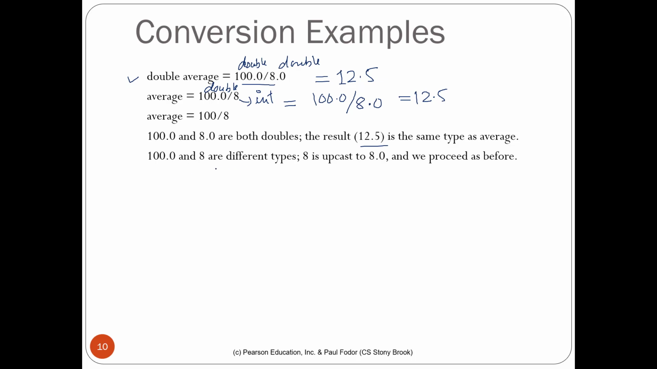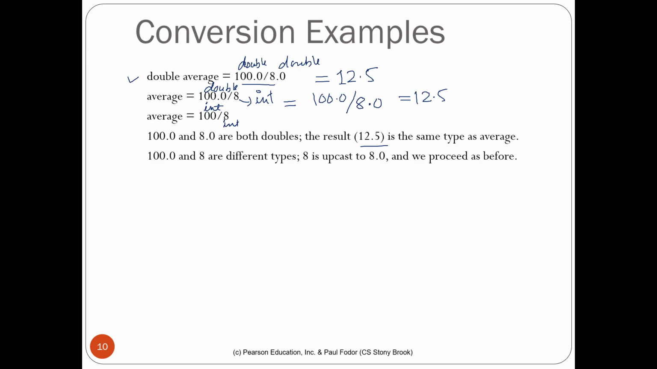Okay, yeah, so here you have the explanation. 100 and 8 are different types. 8 is upcast to 8.0 and we proceed as before. Now this last part is very interesting because your numerator is integer, your denominator is integer. So for the right hand side we don't need anything. We can perform the division operation without upgrading any data type.